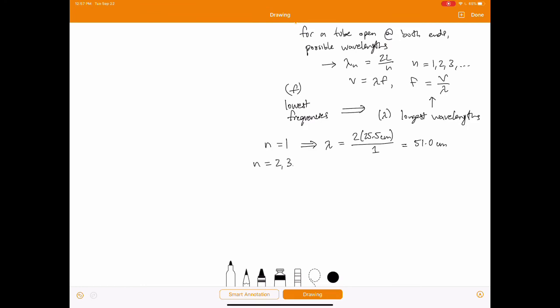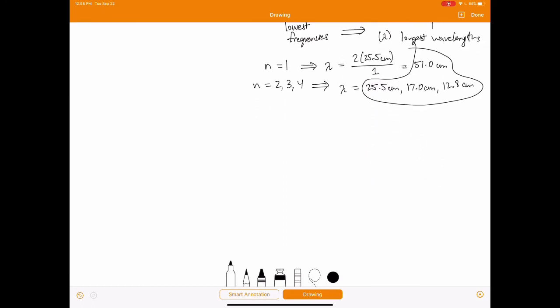Okay, if we want to do 2, 3, or 4, the only difference is on the bottom of that fraction. We're plugging in n equals 2. So lambda in that case would be 2 times 25.5 divided by 2, which is just 25.5 centimeters. If you plug in 3, you're going to get 17 centimeters. And if you plug in 4, you'll see that you get 12.8 centimeters. So these are the wavelengths for the first 4 values of n.